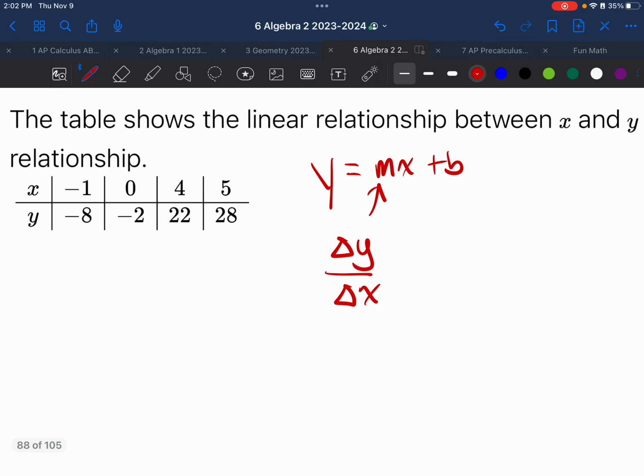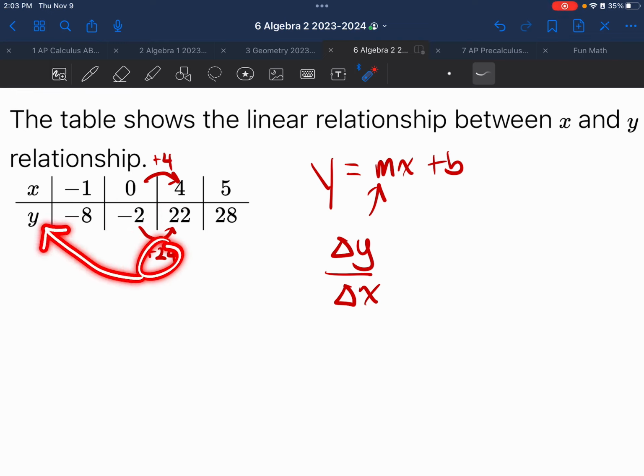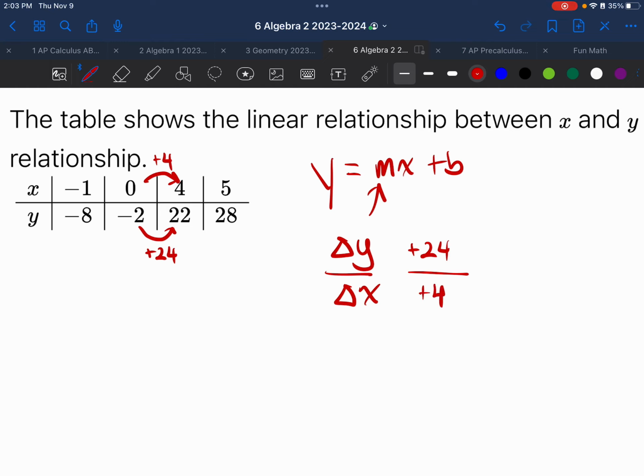To get from this x value of 0 to this x value of 4, I went plus 4. To get from this value of negative 22 to this value of 22, I had to go up 24. Why 24? Well, I had to go from negative 2 to negative 1 to 0, and now that I'm at 0, I go another 22, so it's a travel distance of 2 and 22, or a distance of 24. This is the change in y, so 24 is the change in y, and 4 is the change in x. This reduces to just 6.